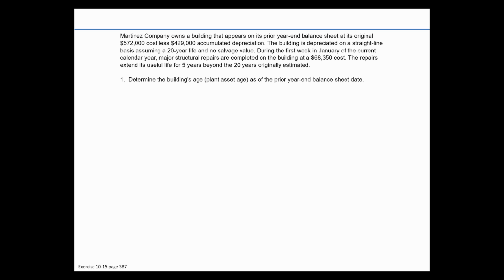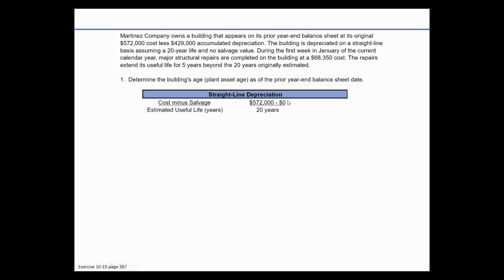So we'll determine the building's age, the plant asset age, as of the prior year-end balance sheet date, and cost minus the salvage. There's no salvage value. And originally they estimated that it would last 20 years. So each year they're able to depreciate 28,600. And then you want to figure out how old the building is. So you take the accumulated depreciation we said was 429,000, divide that by the annual depreciation, 28,600. That means that the building is 15 years old.